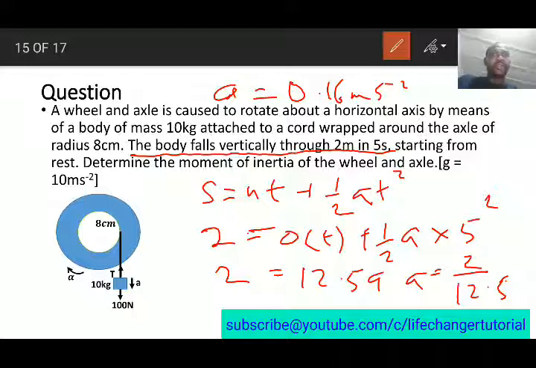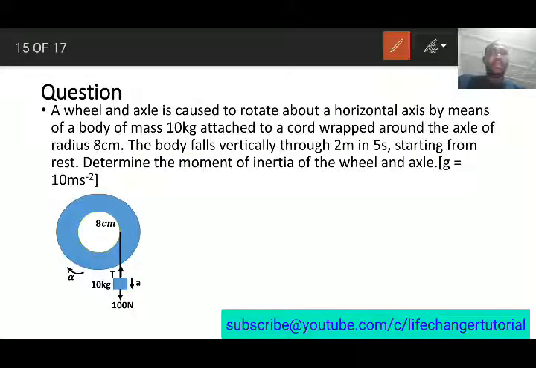Now that we've gotten the acceleration, we can find the angular acceleration. Remember, we are dealing with rotational motion here, so we need to know something about the angular acceleration. We know that the linear acceleration is equal to the angular acceleration times r. For you to understand what we are doing here, you must have gone through my initial classes on rotational motion. It will give you a perfect understanding here.